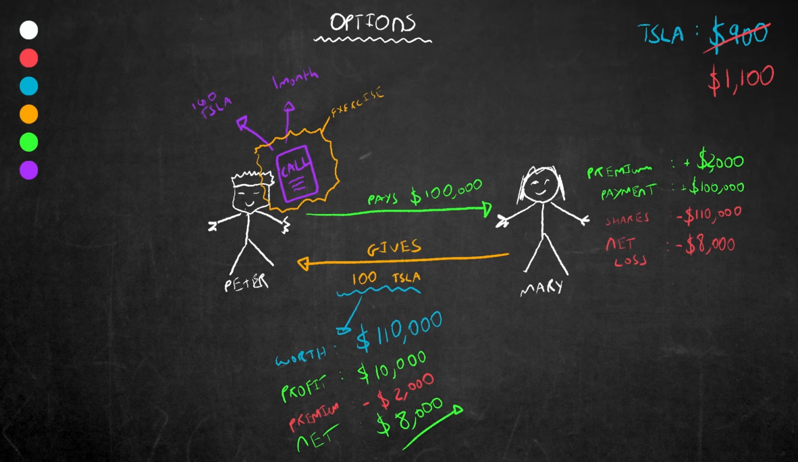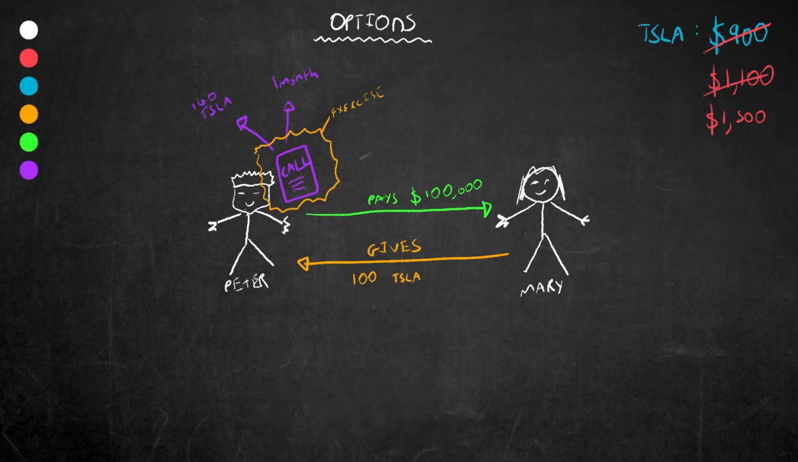I hope this makes sense. Let's look at another scenario. Let's say Tesla's shares increase beyond expectation and reach $1,500 a share in a couple of weeks. Peter decides to exercise this option and now has the right to buy 100 shares at $1,000 a share, which he does, and Mary now needs to provide those shares.